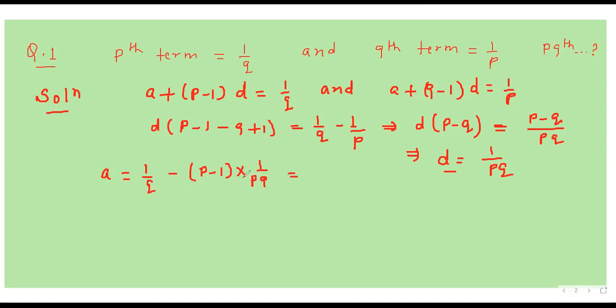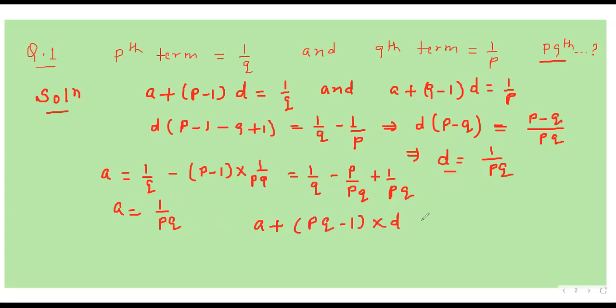So we open the bracket. So 1 upon q minus p upon pq plus 1 upon pq. So the p upon pq will cancel out 1 upon q, and this is also 1 upon q. So we will get a equal to 1 upon pq. So we have got the value of a as 1 upon pq and d as 1 upon pq. Now we have to find out the pqth term. So a plus pq minus 1 into d is to be found.